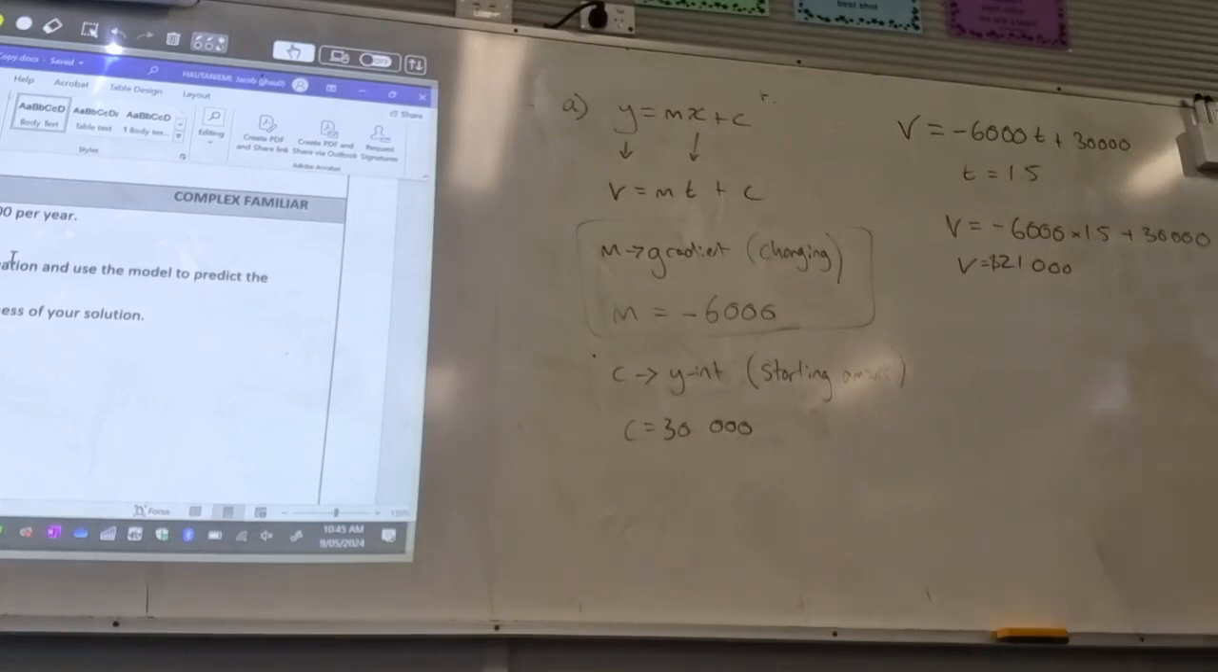So the value of the car after 1.5 years is $21,000. And after 5 years, we'll have a value. You already figured it out? Okay. I'll show you how we get some marks of working out though. Copy it down and then we'll do the last question.